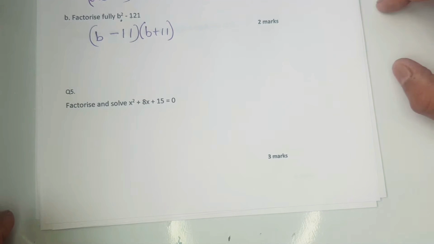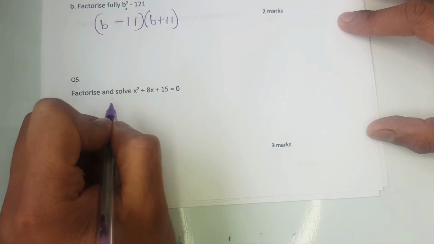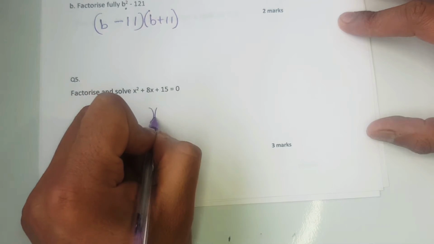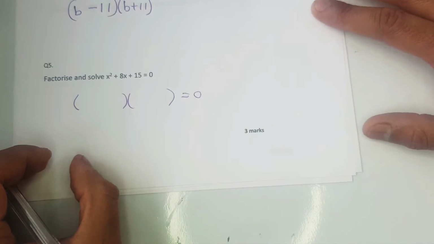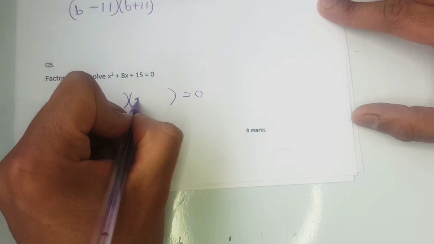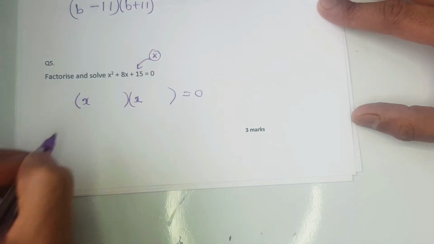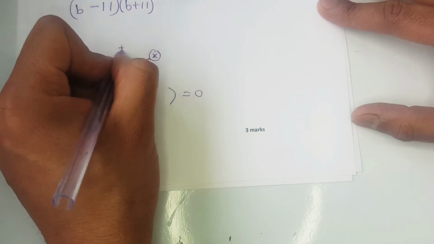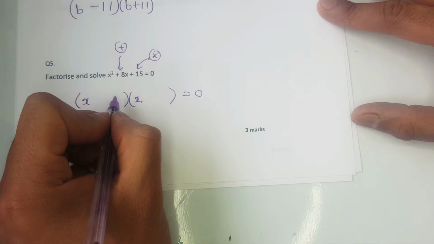Factorize and solve x squared plus 8x plus 15. Again, there's a couple of methods you can use. I'm just going to use the trial and error method. You're going to factorize, which means to put it inside a bracket. It's a quadratic, that's why we have 2 brackets. So x there and x there. We need 2 numbers that multiply to give me 15, but at the same time these 2 numbers have to add to give me 8. So I'm just going to try different numbers and see if it works.